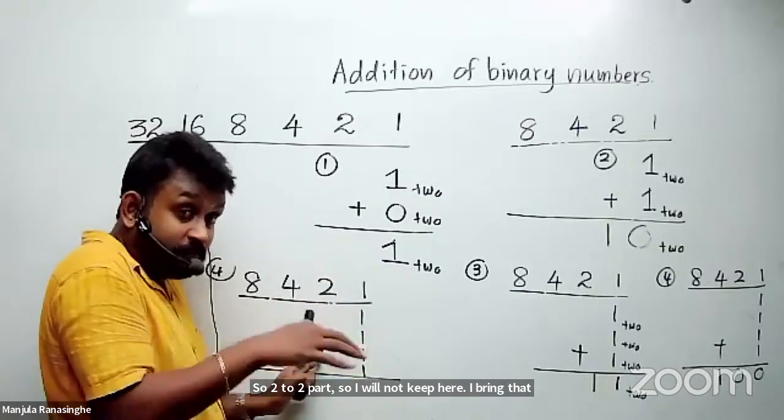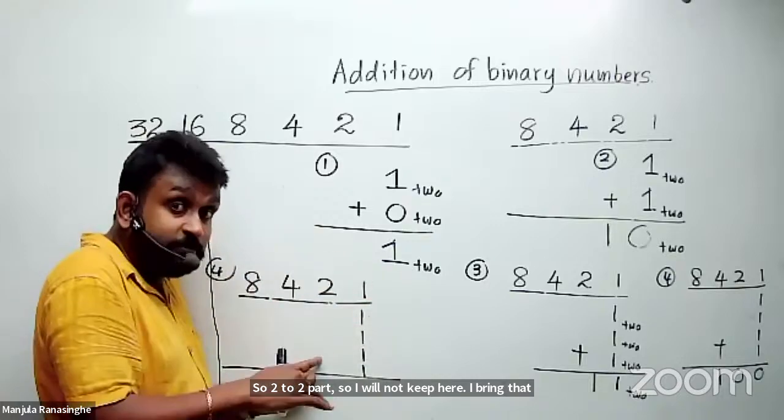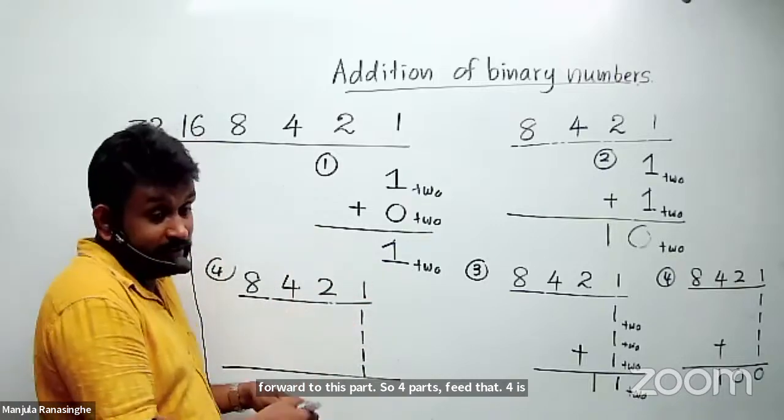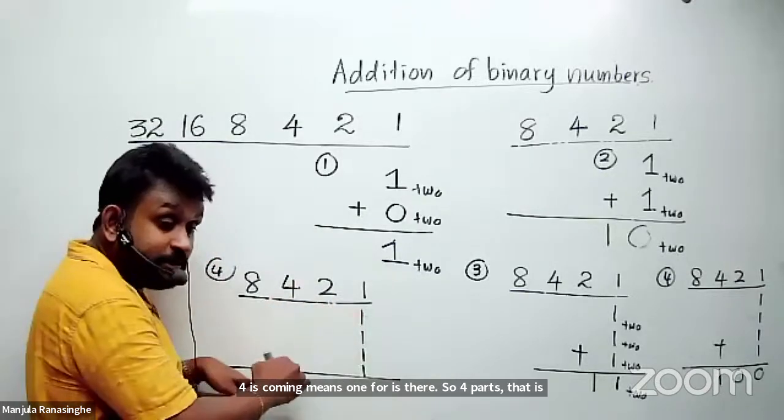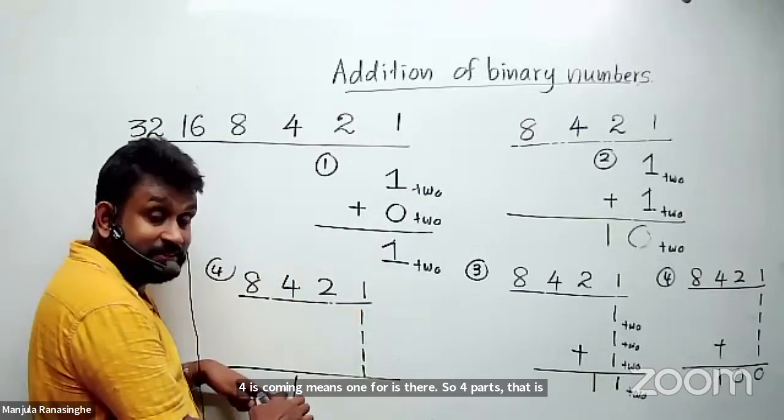So 4 parts feel that 4 is coming means 1. 4 parts feels that is 1. 4 is coming means 4 feel that 1 is there.